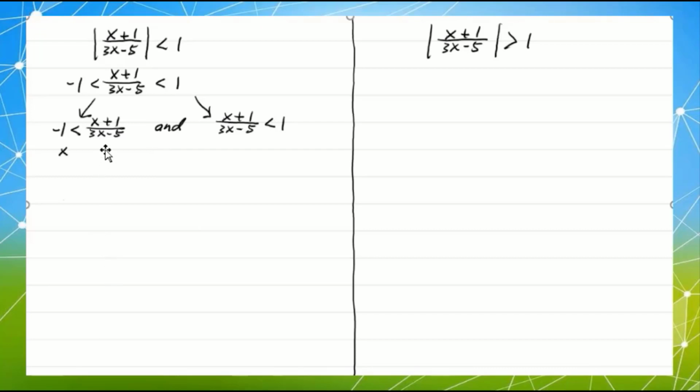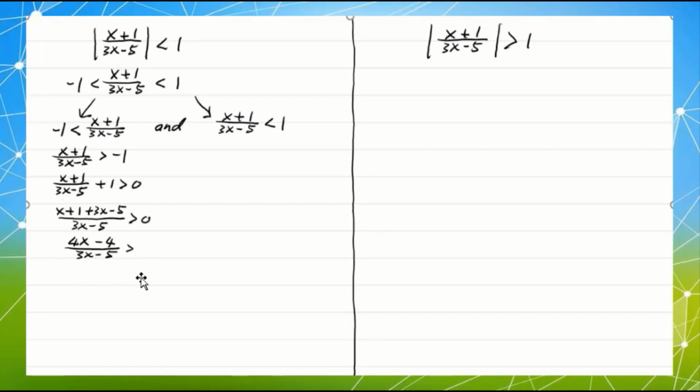So now we solve the inequalities separately. So first we change the position so that the function is on the left hand side, and we shift all the terms to the left hand side, becomes plus 1. Then we need to simplify all the terms on the left hand side into a single fraction. So first x plus 1 plus 3x minus 5. So we got 4x minus 4 over 3x minus 5 greater than 0. Then we factorize the 4. So it becomes 4 times x minus 1 divided by 3x minus 5 greater than 0.